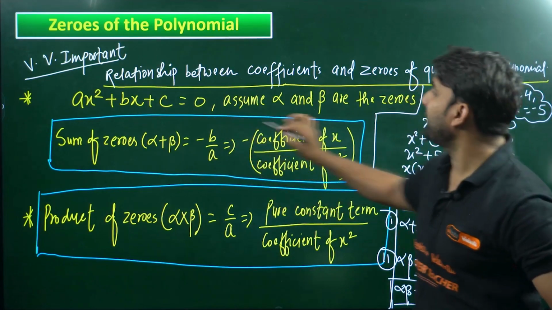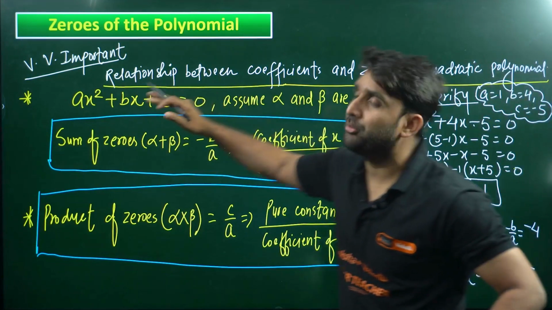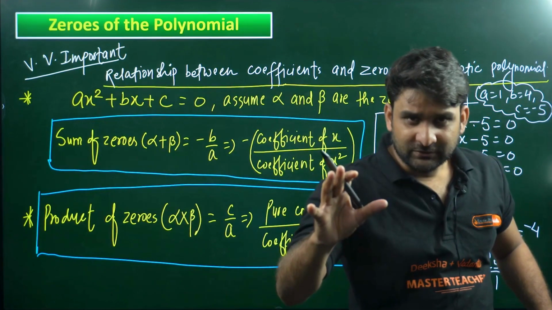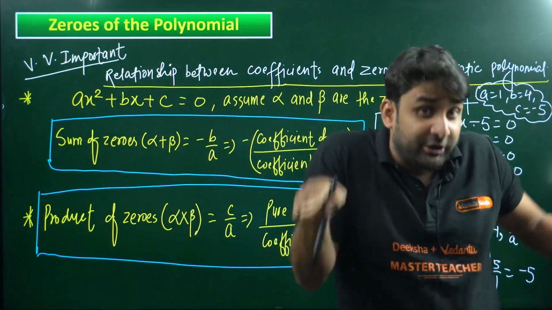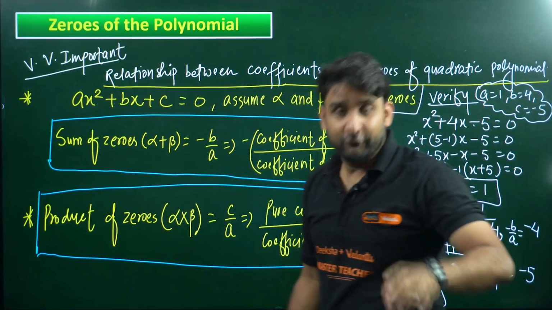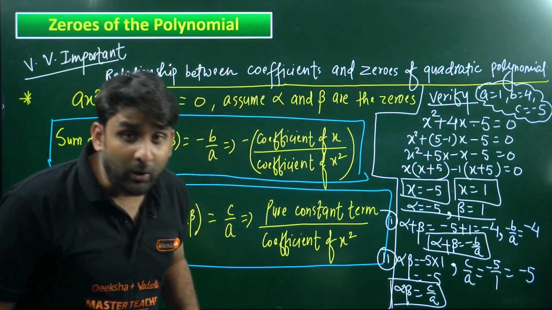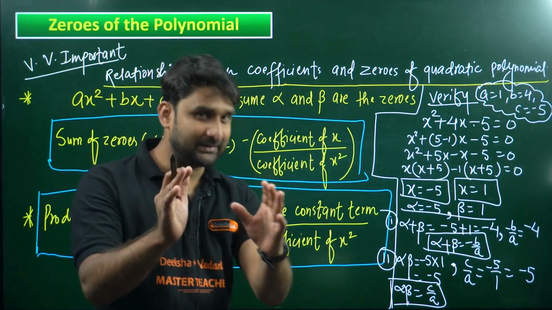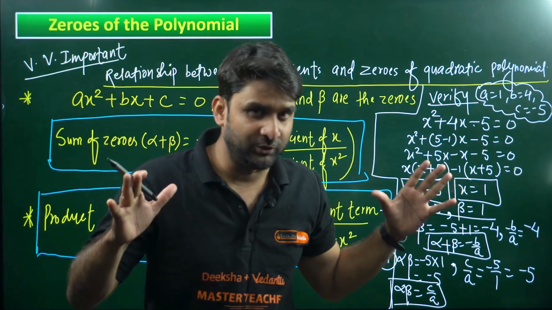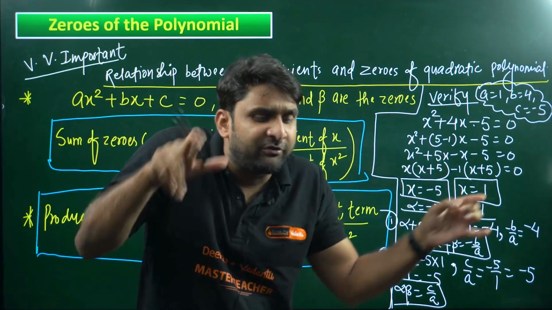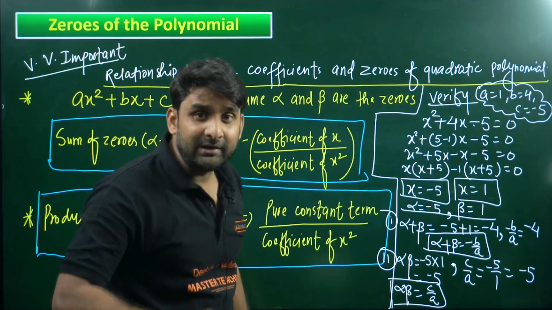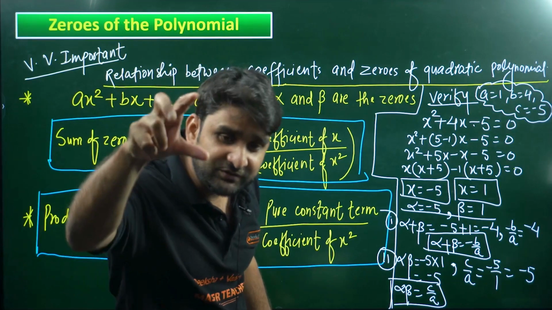My dear champions, listen. If a quadratic polynomial is given to you, you can find the zeros. Now if I ask you to do the reverse, if the zeros are already given to you, will you be able to write the quadratic polynomial for that? Listen again. If a quadratic polynomial is given, you can find the zeros. Now just go through the statement of reversing this: if zeros are given to you, could you write down the quadratic polynomial?